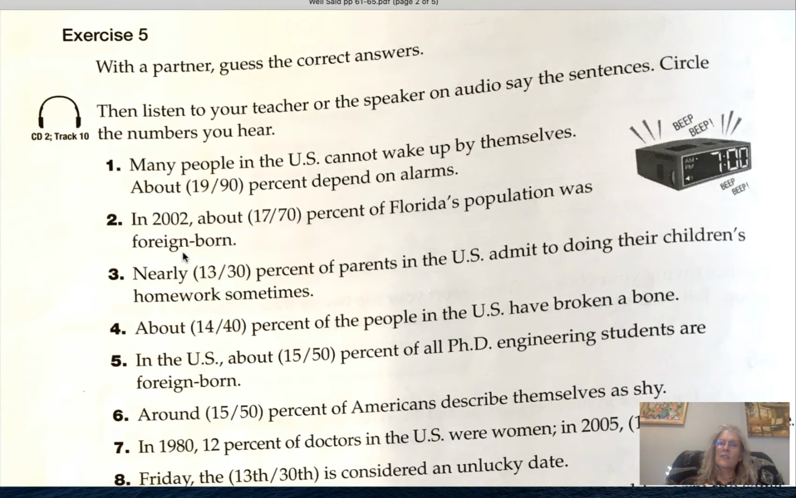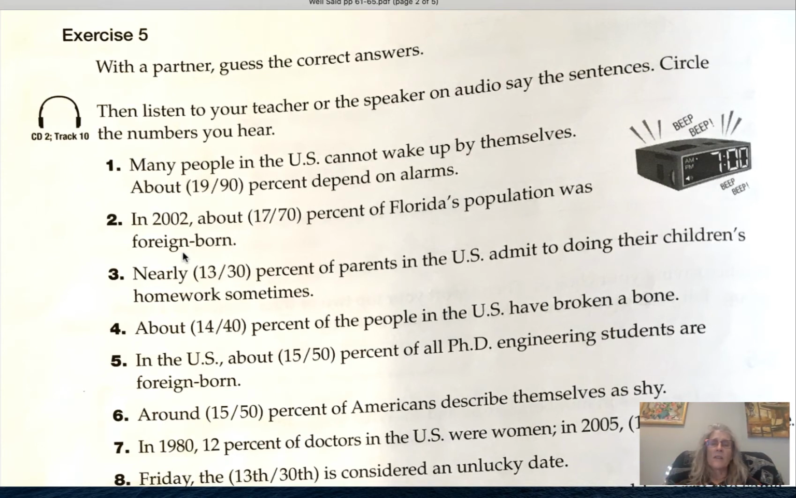The fun part of this is usually when I teach face-to-face, I usually have students do this in groups and they guess the percentage. It's kind of fun to see before you decide. What do you think? How many people in the United States cannot wake themselves up? Is it 19% without an alarm or 90%? So before you choose it, you should think about it yourself and just see if you're right. It's kind of fun that way.